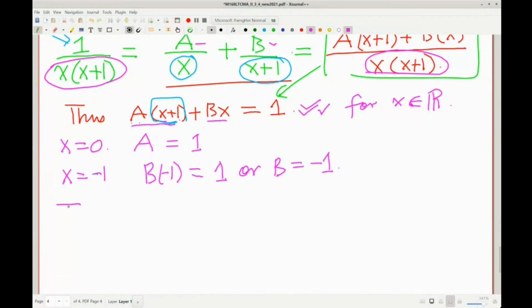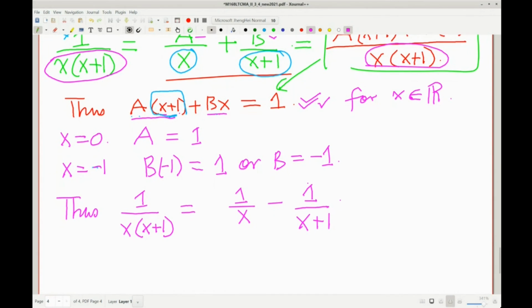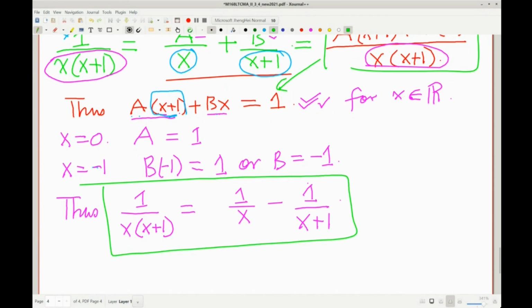We go back and say, therefore, 1 over x(x plus 1) is equal to, A is 1, so it's 1 over x, plus, well, B is -1, so I'll just put a minus here: minus 1 over x plus 1. And that's the way we normally treat this. So this would be your final answer at this point. You have resolved those things into partial fractions.